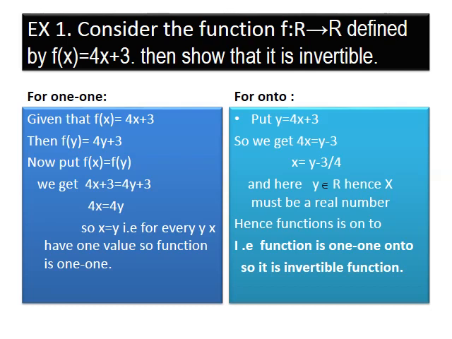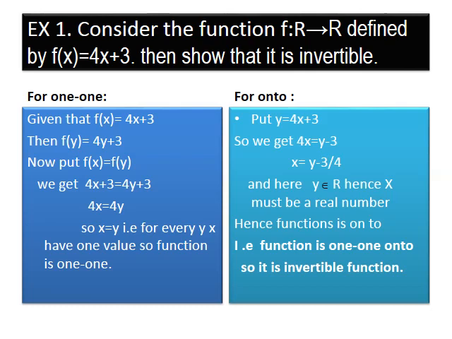Okay everyone, now this function is one-one, so we have to check whether it is onto or not. For an onto function we have to write y = 4x + 3. After that we get 4x = y - 3, because we have to write x in terms of y. After writing x in terms of y, we get x = (y - 3)/4.